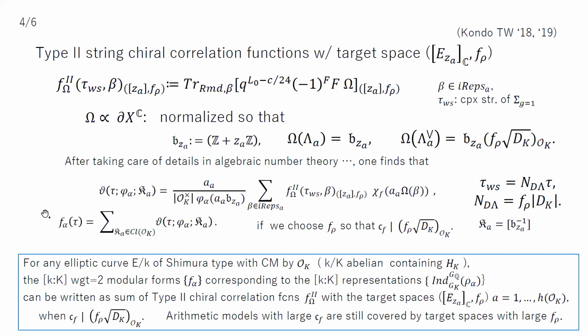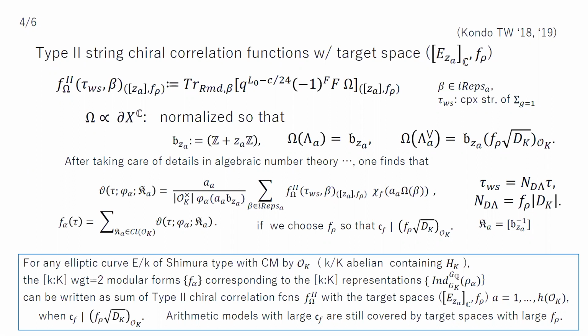So here we have established a relation between the Hecke theta functions associated with elliptic curves of Shimura type and the class of genus 1 correlation functions available in string theory, where the target space is chosen to be the elliptic curves with complex multiplication that we started with. But there is one condition. We need to choose the Kähler parameter here in such a way that this divisibility condition is satisfied. There is a notion of a conductor for an arithmetic motive, and we need to choose the Kähler parameter f in such a way that this ideal is divisible by the conductor C_f.